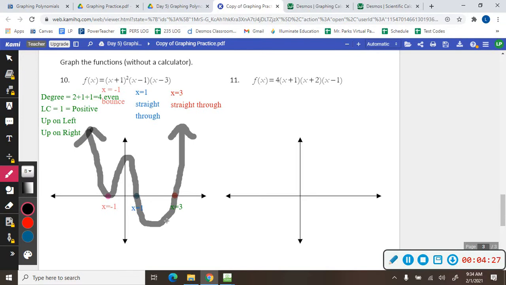So if I wanted to find that exact value, the vertex is going to be at 2 because 2 is halfway between 1 and 3. So then I would plug 2 in here. Well, it'd be 2 plus 1, 3 squared is 9. That'd be 2 minus 1 is 1. And then 2 minus 3 is -1. So that would end up being -9. So this needs to come all the way down to -9.